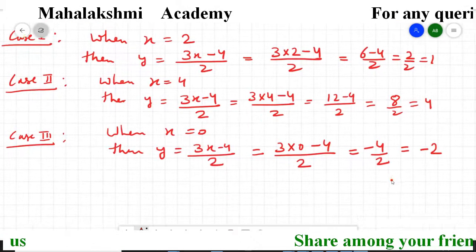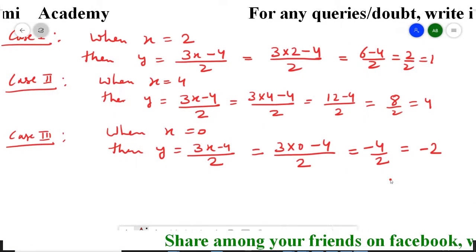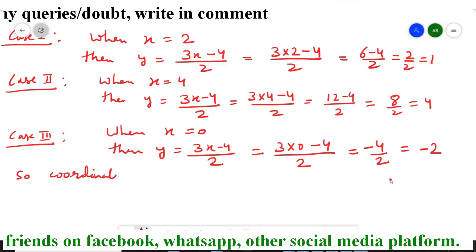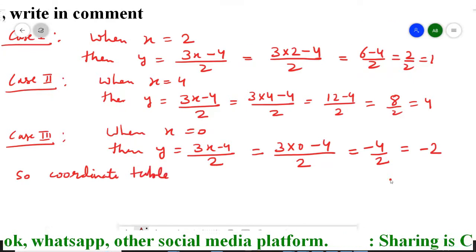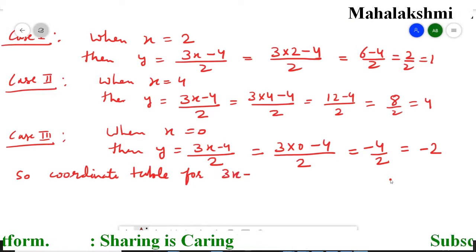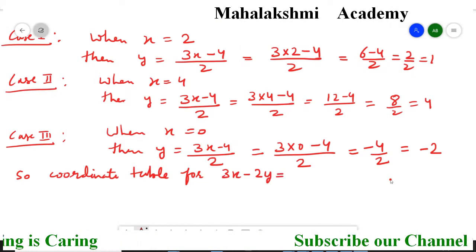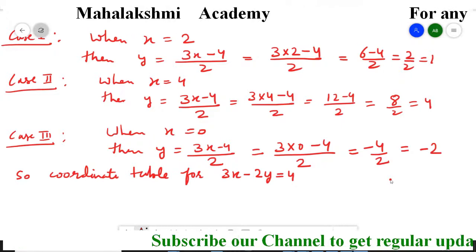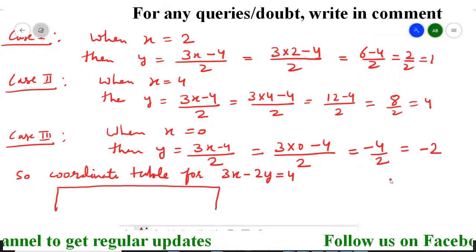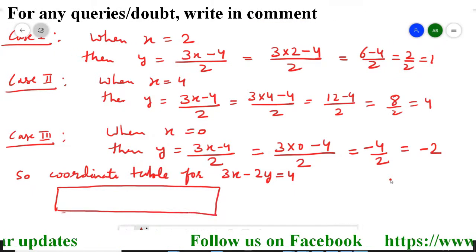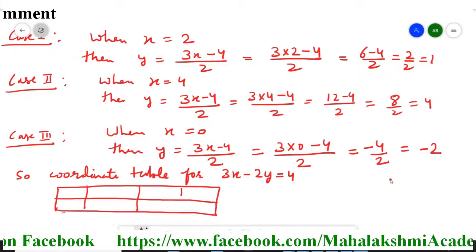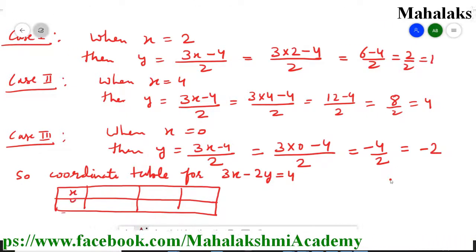Now we will create the coordinate table. So we will write here coordinate table for second equation, that is 3x minus 2y is equal to 4. Here we will write down x, y.